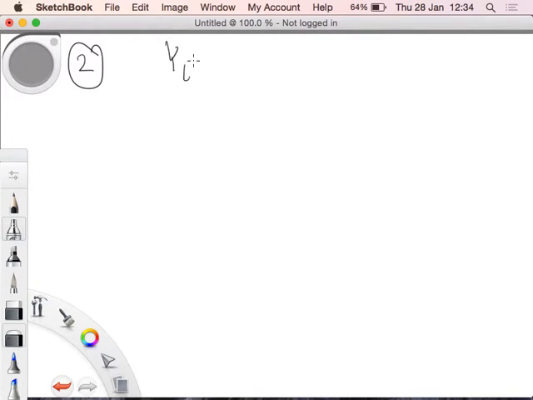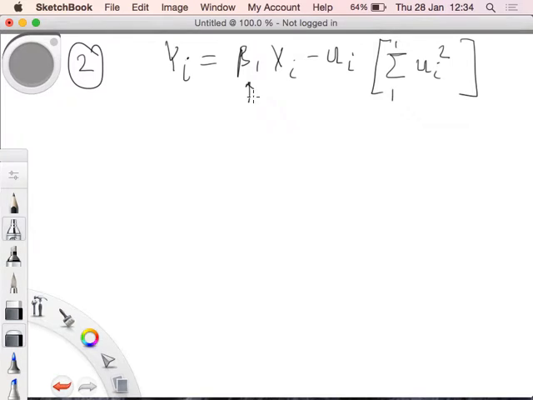Consider a model yi equals beta 1 xi plus ui, and estimate beta 1 so that the sum of squared residuals is minimum. By minimizing the sum of squared residuals we have to estimate beta 1, or find an estimator that minimizes the sum of squared residuals. And remember, the sum of squared residuals was this, right? So we need to find beta 1, or estimator beta 1, that minimizes this value.